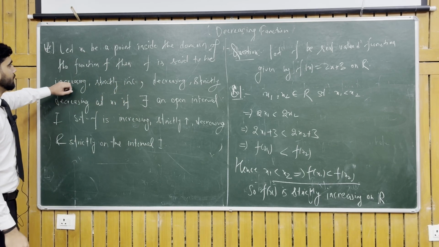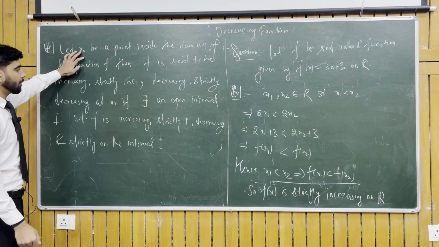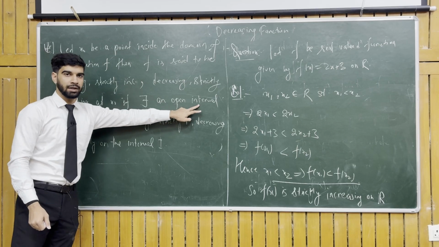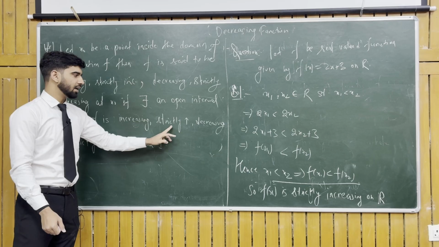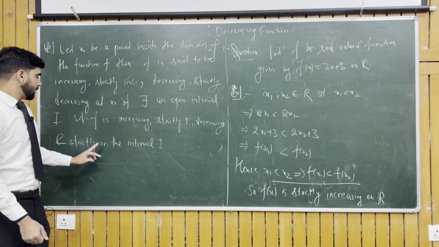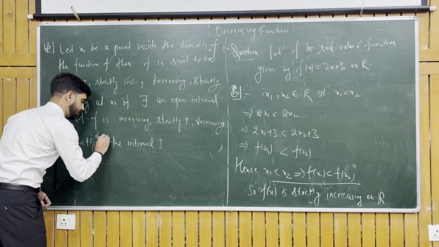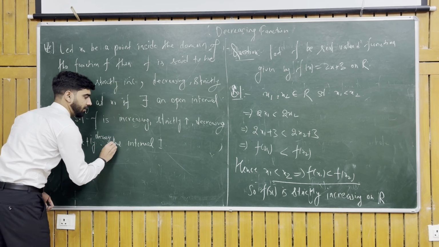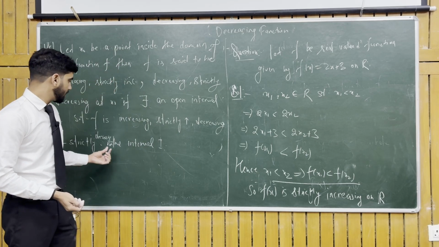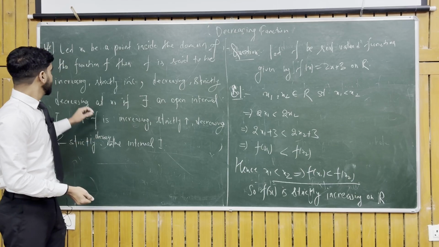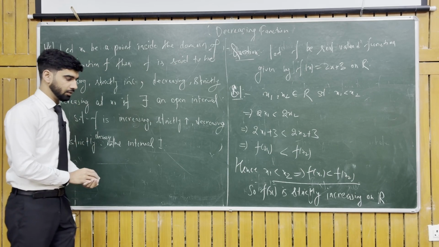We can say that the function f is increasing or decreasing at the point x naught if there exists an open interval I such that the function f is increasing, strictly increasing, decreasing or strictly decreasing on the interval I. Means if the function is increasing or decreasing in the interval I, then we can say that the function f is increasing at the point x naught or decreasing at the point x naught.